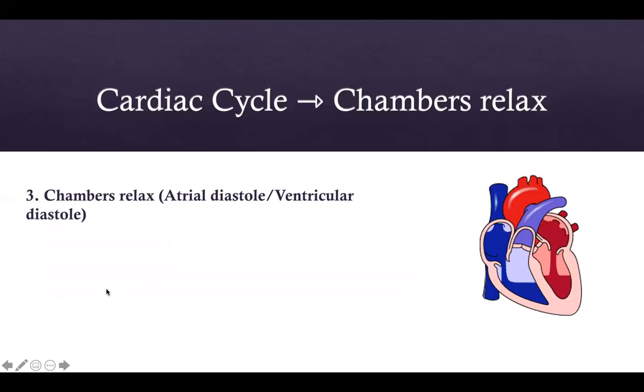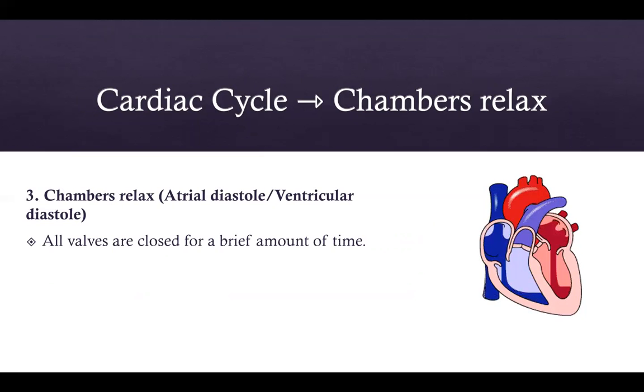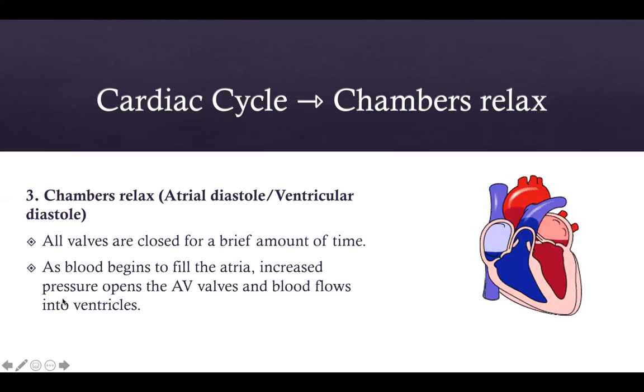Then there's a brief moment in time when both sets of chambers are going to be relaxed and the valves close momentarily together. Happens right here or here. So as blood begins to fill the atria through the vena cava as well as the pulmonary veins, it's going to increase the pressure in your atria, and that's going to force your AV valves open, and that's how the cycle repeats.